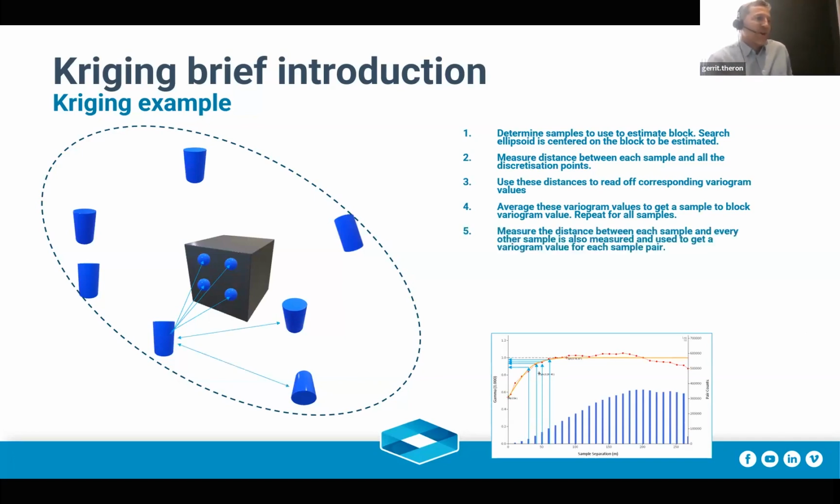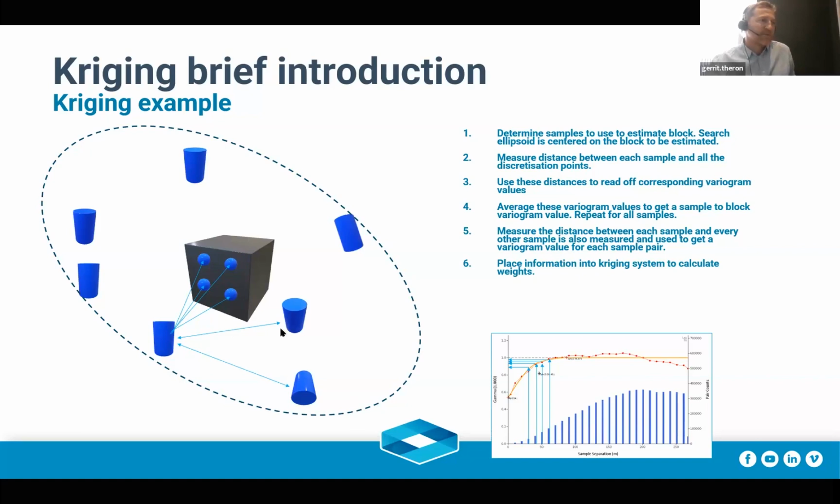Then we go and look at the effect of the samples between themselves, and we measure the distance between each sample and every other sample. And we also get a variogram value for every sample pair. What we then do is we take all of that information, we put it into our Kriging system, and that will essentially calculate the weights for us, the Kriging weights.